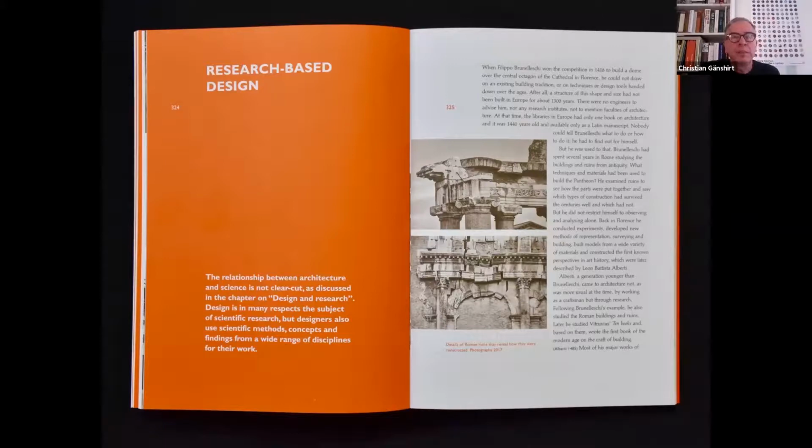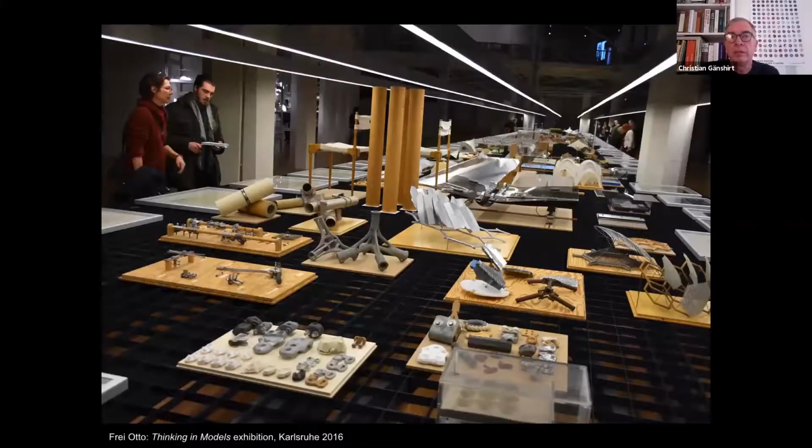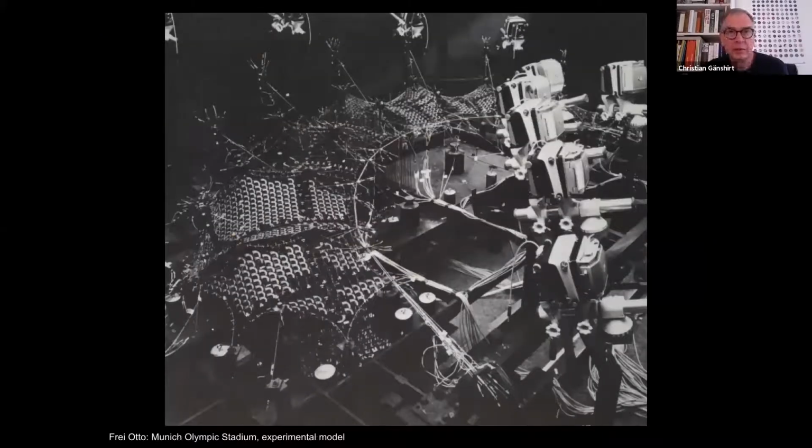An architect that became very famous by doing research-based design is Frei Otto in Germany. This is an exhibition a couple of years ago showing all the models he used, not only to present his ideas, but also to develop his ideas. What he did was actually scientific experiments using models to define the shape and the form and the materials to be used for a building.